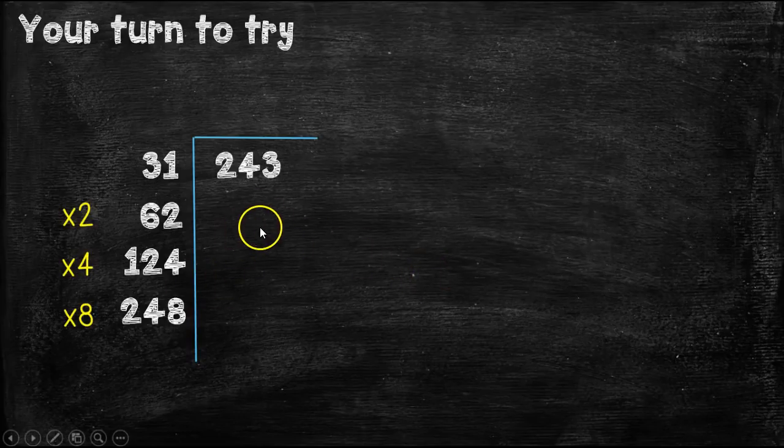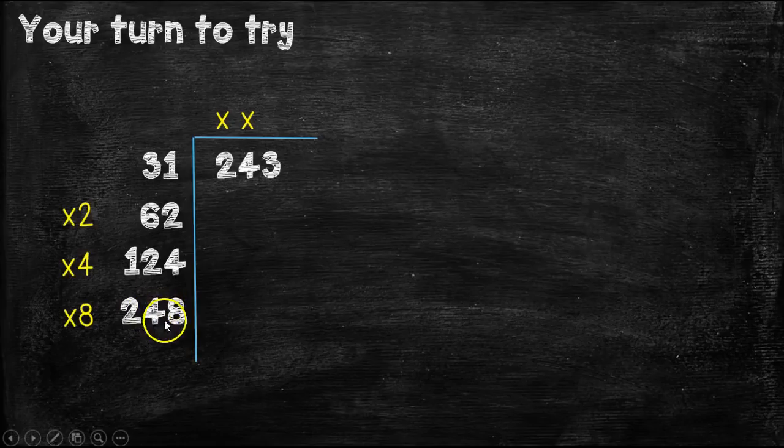Okay, so we need to figure out what number over here from our doubles will go into the 243 without going over. Well, we know 248 is too big. And we also know that 31 does not go into 2 and it does not go into 24. So our answer is only going to have one number. So we need to figure out which of these numbers we should use.